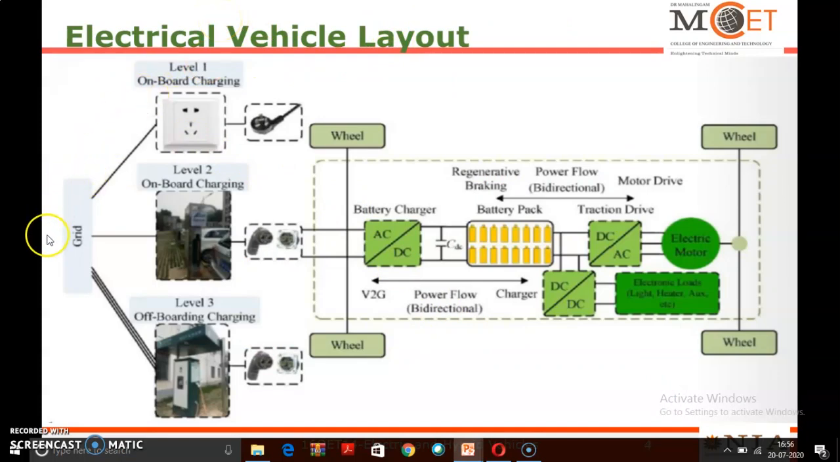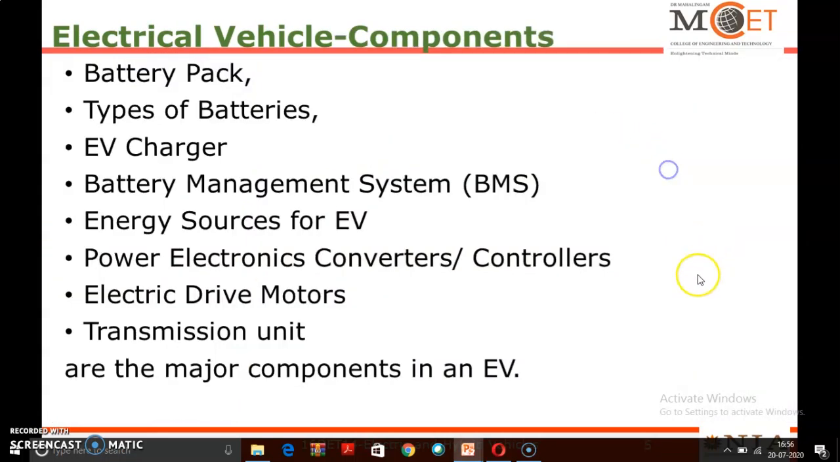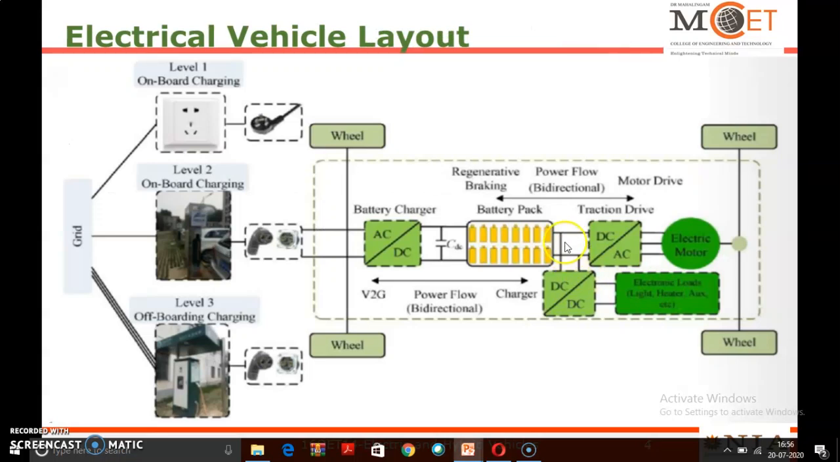In the electric vehicle layout, this is the electric grid system. This is the level 1 charger. This is the level 2 charger. This is the level 3 charger. And this structure is the electric vehicle drive system. So here, based upon the need of the electric vehicle, the charging level, either level 1, level 2 or level 3, can be chosen.